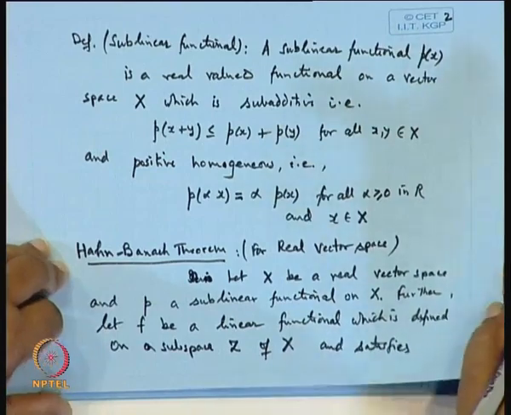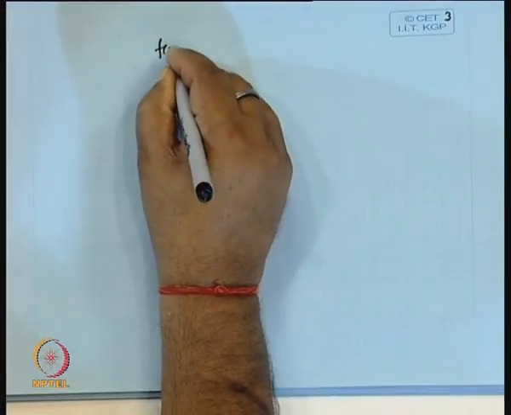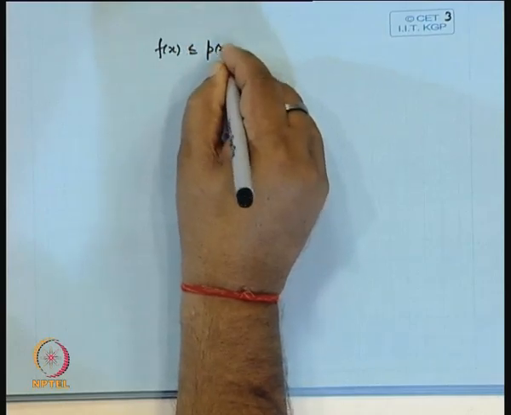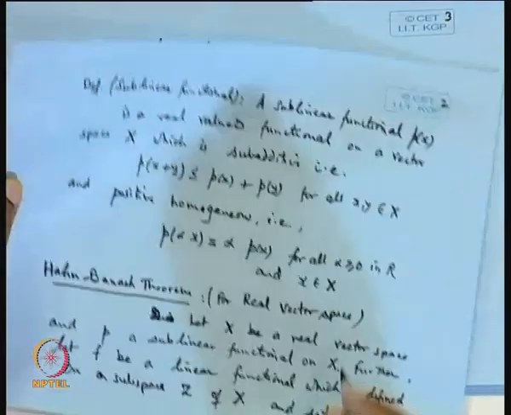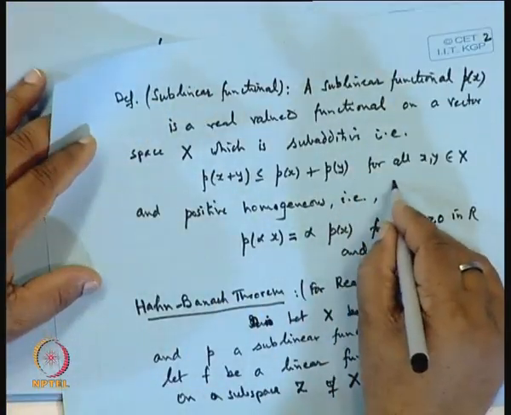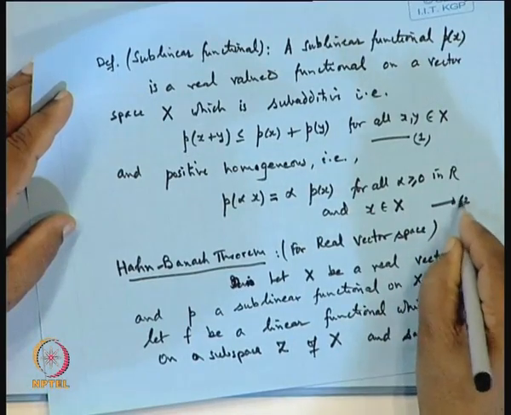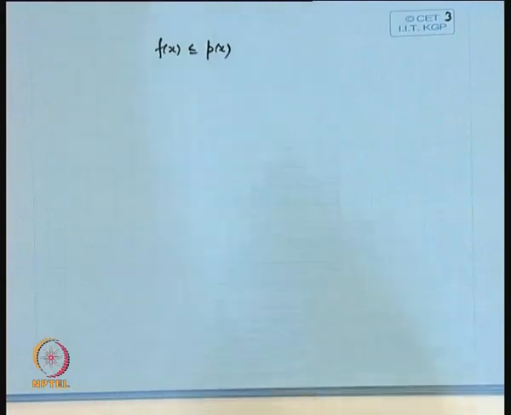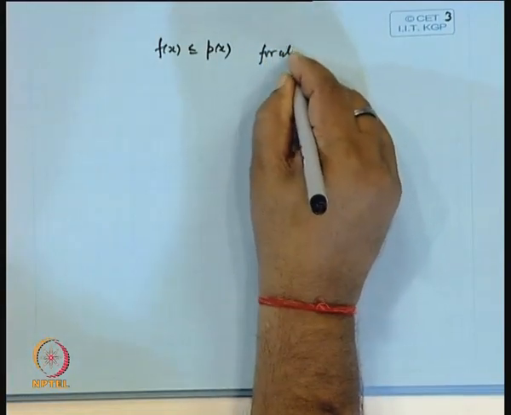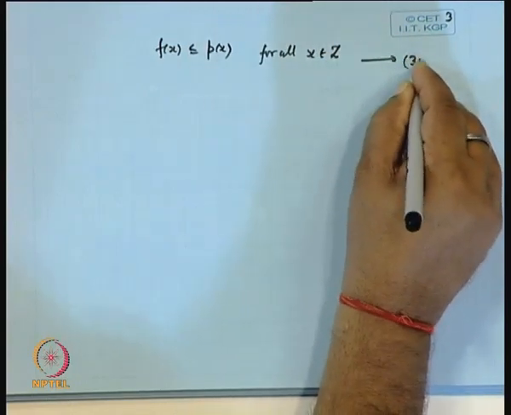F satisfies the majorization property: F(x) is less than or equal to P(x). Now let it be, this is one. This property we will use as second, and this one is third, for all x belonging to Z. This is third. Okay.